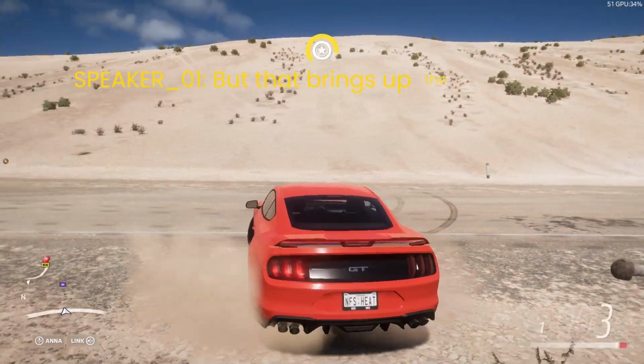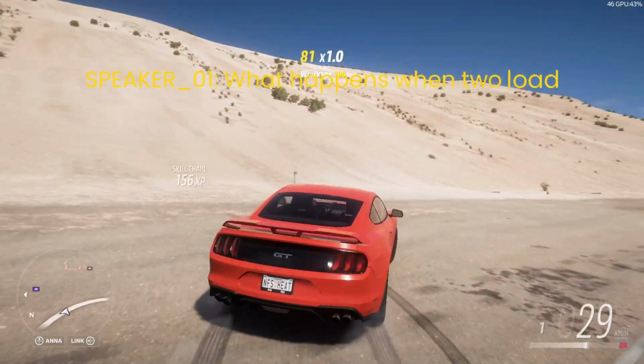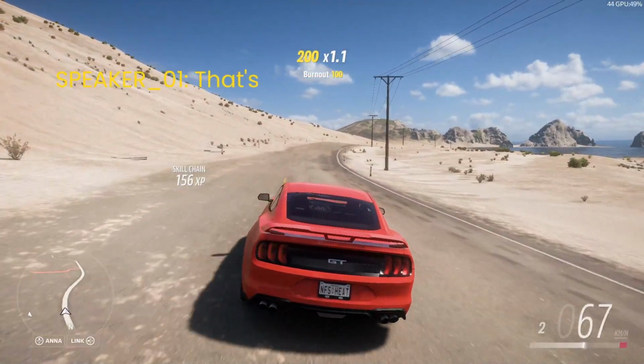But that brings up the split-brain problem again. What happens when two load balancers both think they're the boss? That's a chaos scenario for another day.